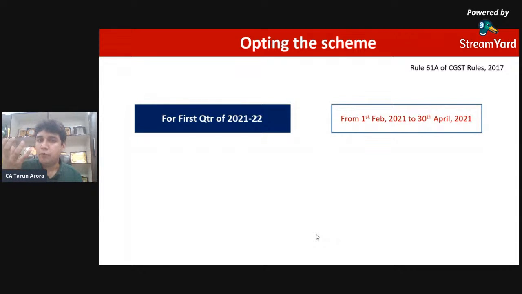That is, first I identify the quarter, go to the quarter before it, and starting from its second month until the end of the first month of the quarter I am talking about, I can opt for this scheme at any time. So for 2021-22 first quarter, April to June 2021, if I want to opt for QRMP scheme, then I have to avail the option from 1st of February to 30th of April.